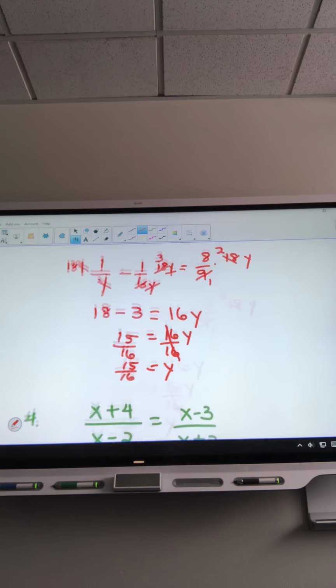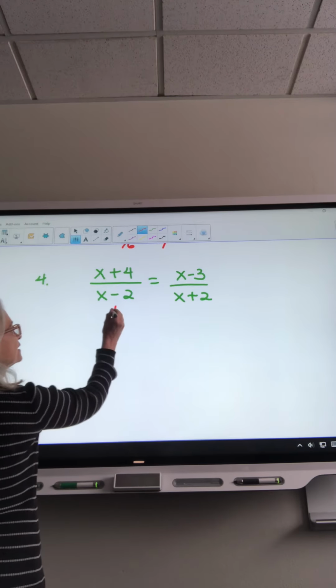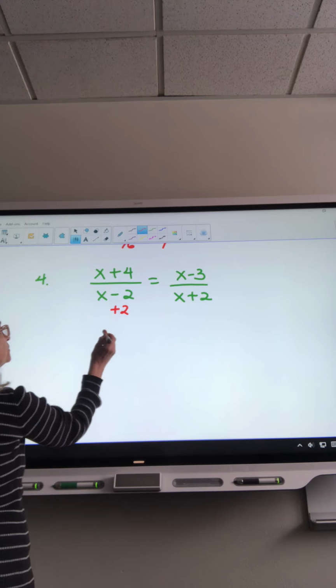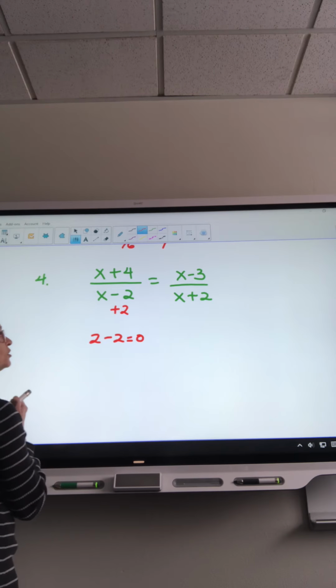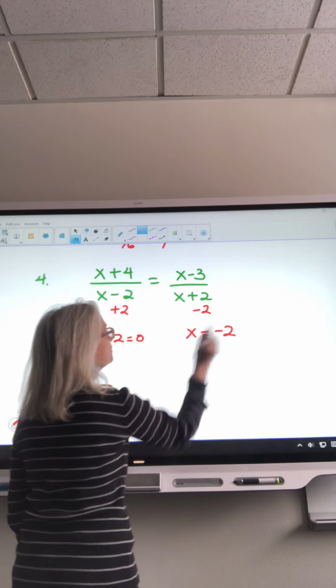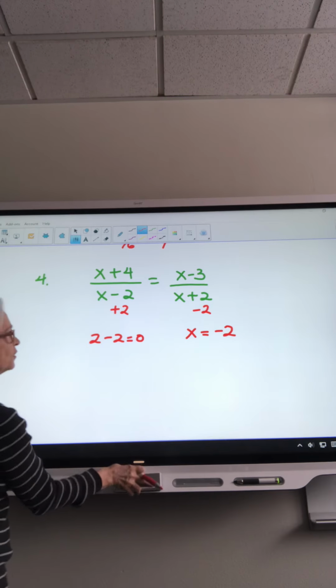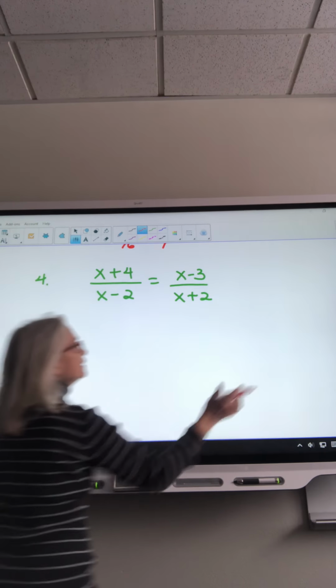Okay, all right, number 4. So we've got y minus 2 and y plus 2 for our denominators, and they will also be the common denominators. And then if I solve this, if I add 2, then 2 minus 2 would equal 0. So a positive 2 could not be a solution. And if I take away 2 there, that means x can also not equal a negative 2. So we know that x cannot equal a positive 2 or a negative 2.